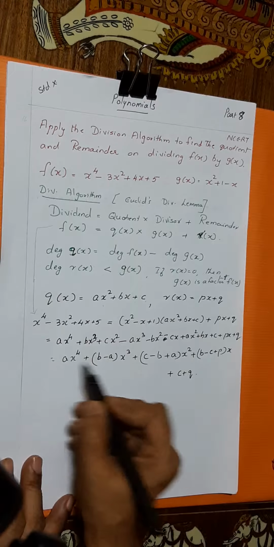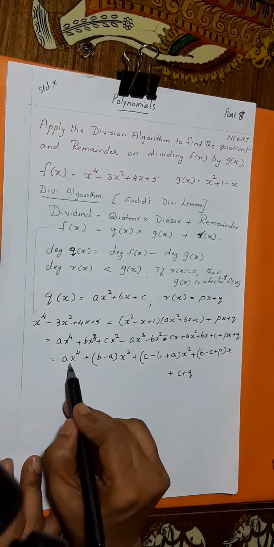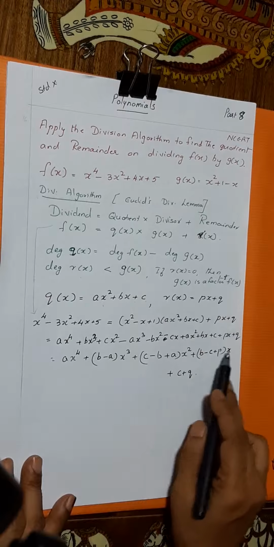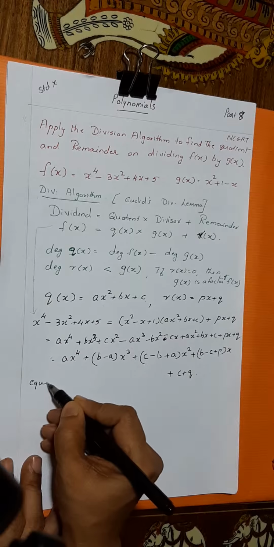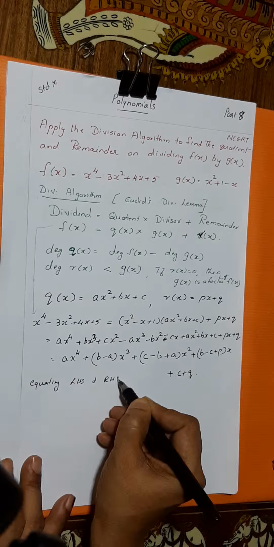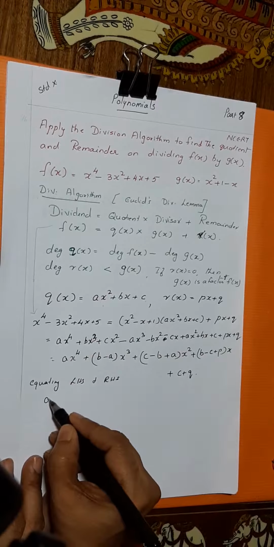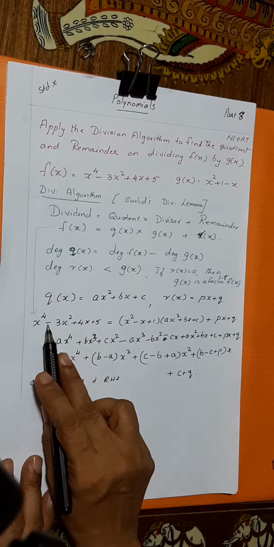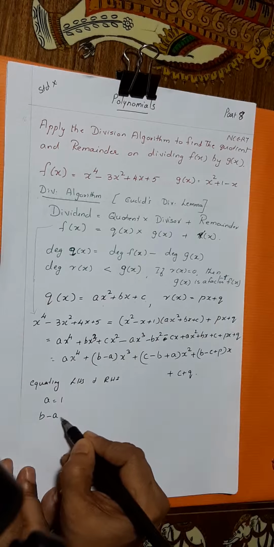So here now we will equate. This is equal to the same format, x to the power of 4, x cube, x squared, x and the constant. Now equating LHS and RHS, a is equal to the coefficient of x to the power of 4, so a is equal to 1. Then the x cube term is not there here. So b minus a, so we will get b minus a is equal to 0.